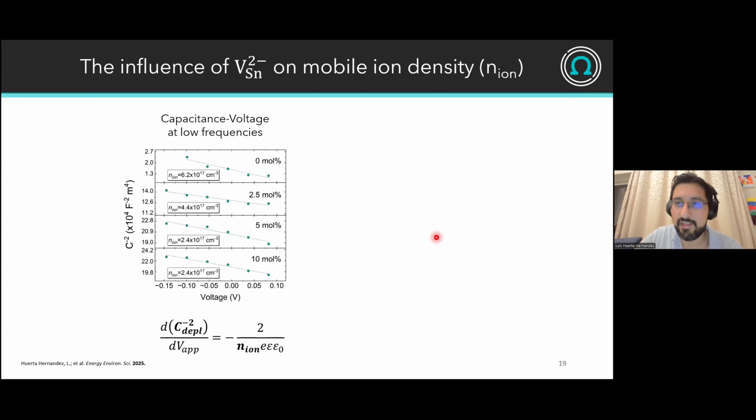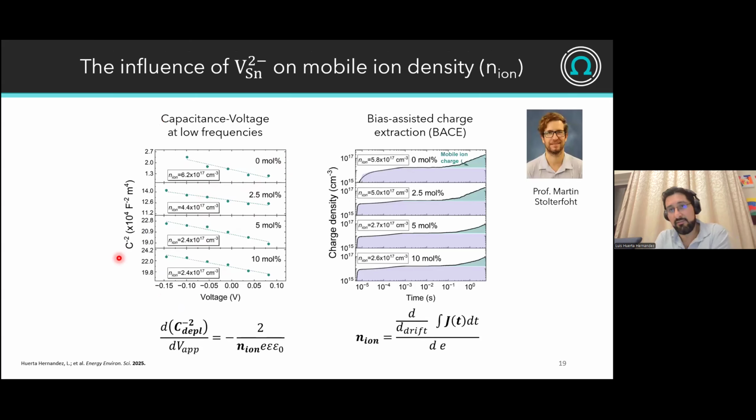We did that again with the same experiment. We fixed the composition and then we just changed the tin fluoride concentration. What we observe is that the mobile ion density decreases as well. We also confirmed that with another technique, which is bias-assisted charge extraction, that was done with the help of Professor Martin Stolterfoht, and it confirms exactly the same trend: the mobile ion density is decreasing with the increase of tin fluoride. Also, in terms of the magnitude, the values are really close to each other.